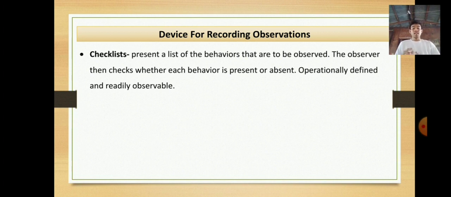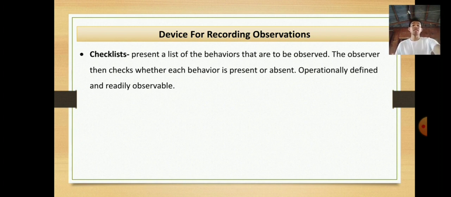So, a checklist differs from a scale in that the responses do not represent points of a continuum, but rather nominal categories. So, sa scale daw, it's a continuum, may points daw siya. Dito, wala na.